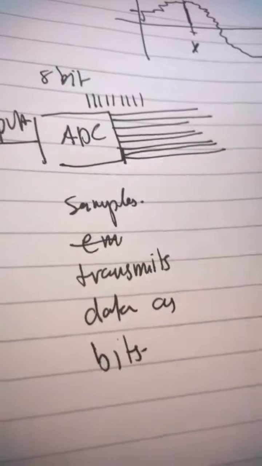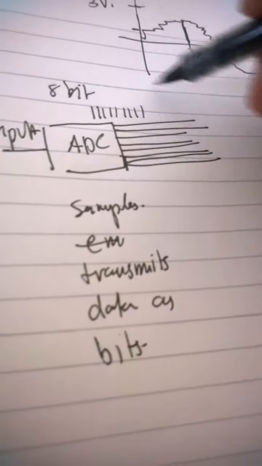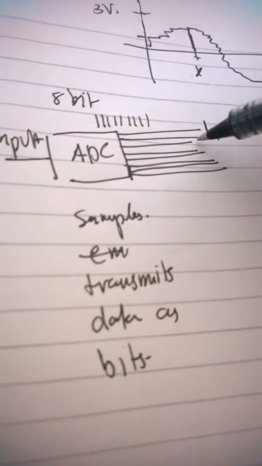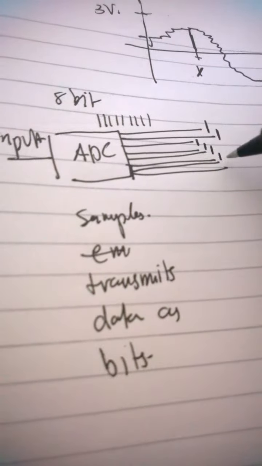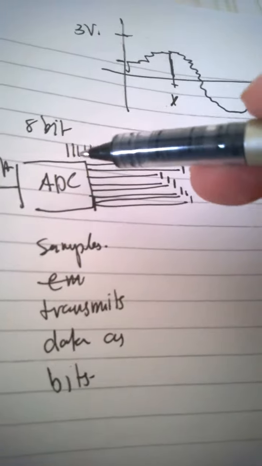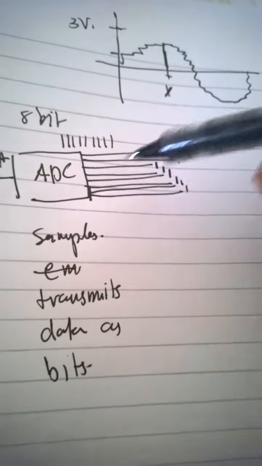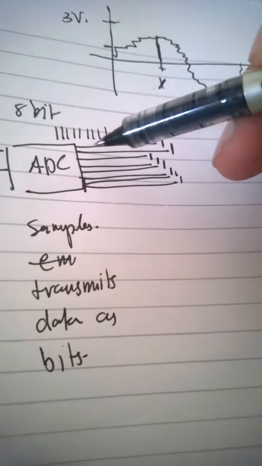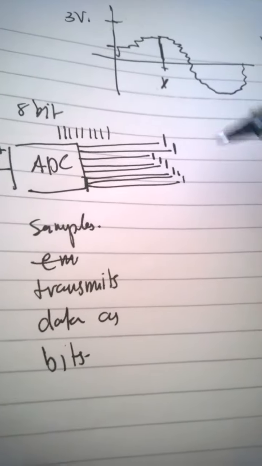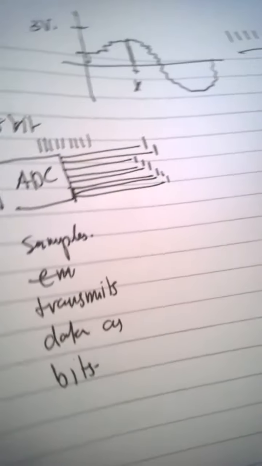It's going to transmit each bit on one single cable. With 8 bits, it's going to have 8 different channels to transmit the data. So each channel is going to carry 1 bit of the data. So we have 8 bits.